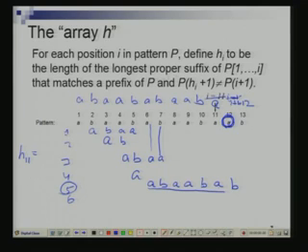So I have defined hi to be the length of the longest proper suffix of p1 through pi that matches a prefix of p. Okay, now let's understand what this is. What is a suffix of p1 through pi? So, okay, let me pick up a different pen now so that I can continue to make this dirty. Okay.